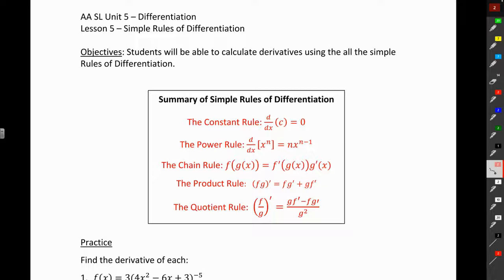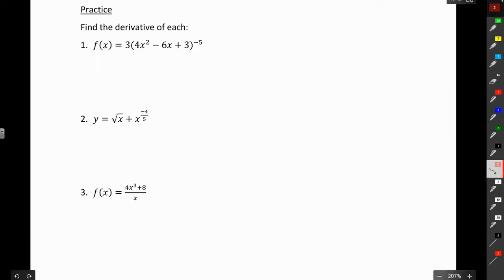Hi everyone, in this lesson we're going to be looking at all the simple rules of differentiation that you've learned. And what it's really about is you getting comfortable with learning what rule to use when. And so what I would recommend is that you just go ahead and try to do all these on your own, and when you're ready, come back and check your work.